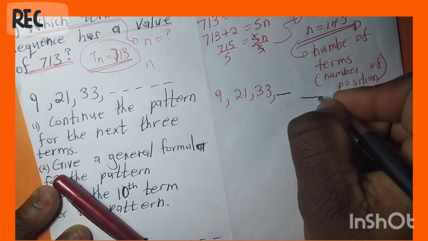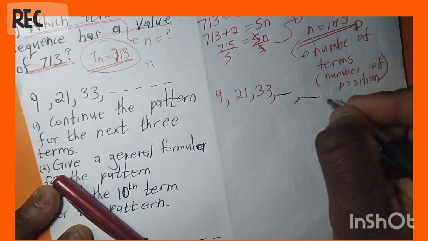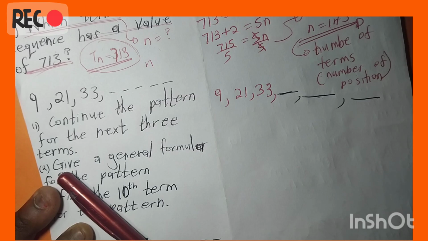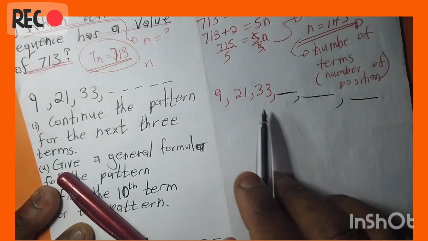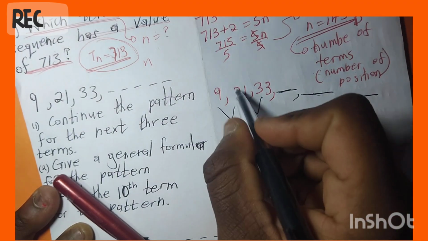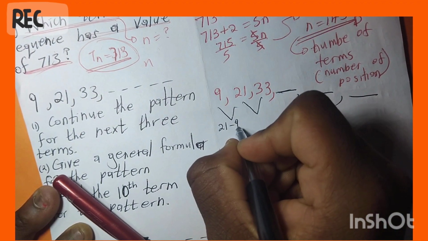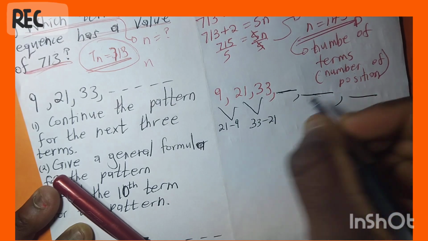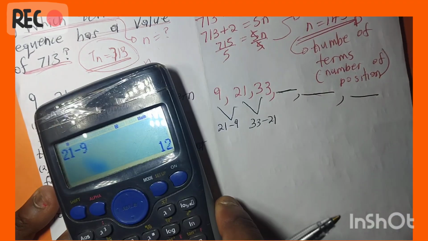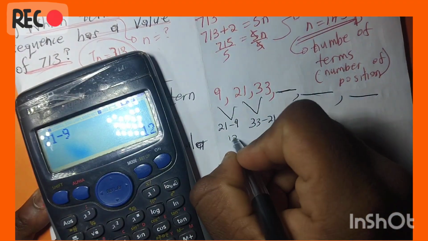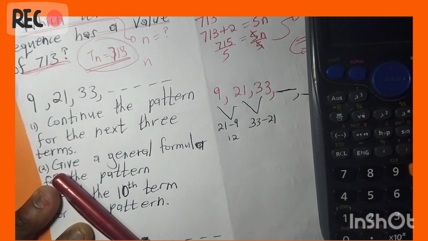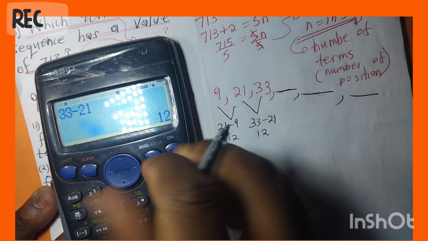So 1, 2, 3. For you to continue this pattern, you should know the difference between these numbers. So let's get the difference. For you to get a difference, you just say right minus left, right minus left. So this minus this is 12, as well as this one. This minus this one is also 12.